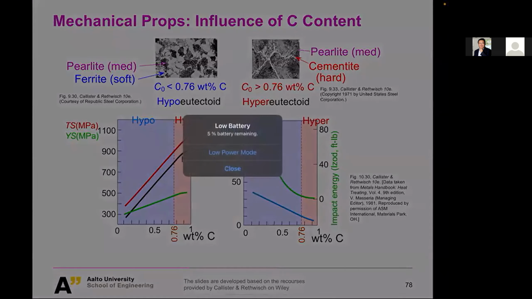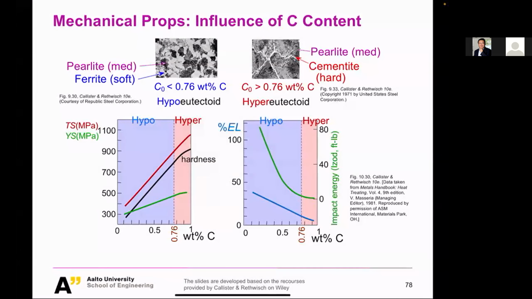If you're talking about a hypoeutectoid steel, basically you have the pearlite as medium strength and the soft ferrite. Basically here, if you look at their tensile strength and yield strength, the strength is exactly proportional to the volume fraction of pearlite, as well as the hardness. If you go to the hyper region, so this is hypo, this is hyper, it directly goes like that.